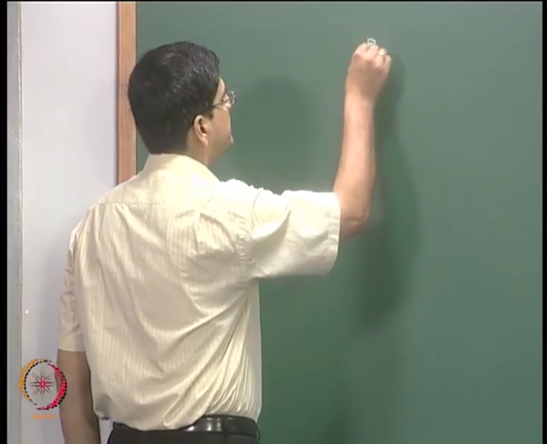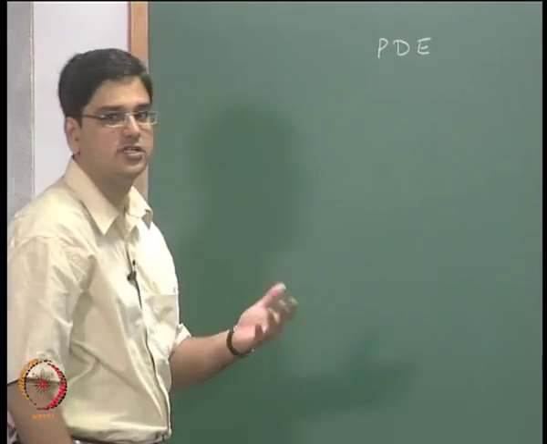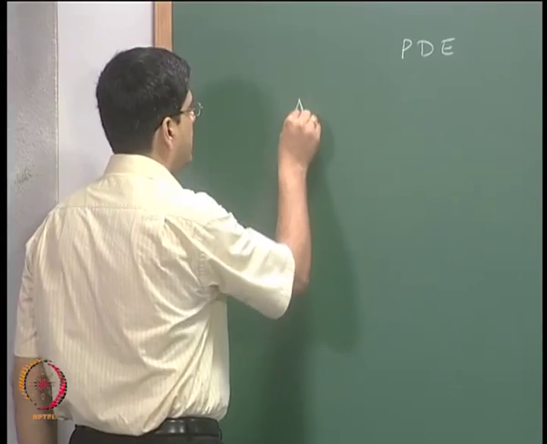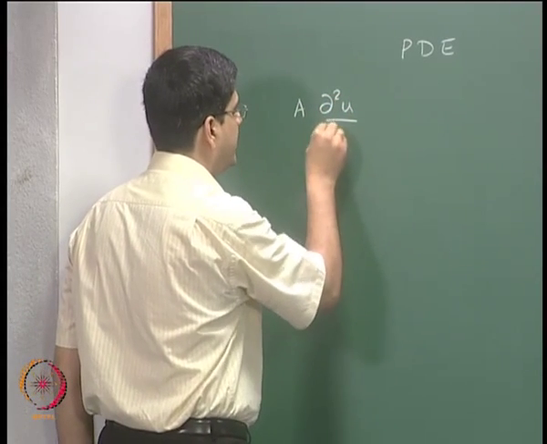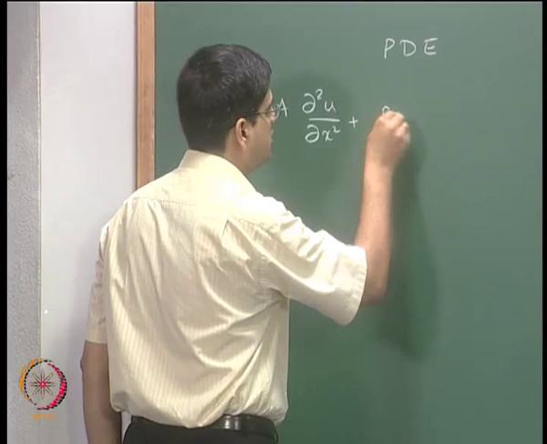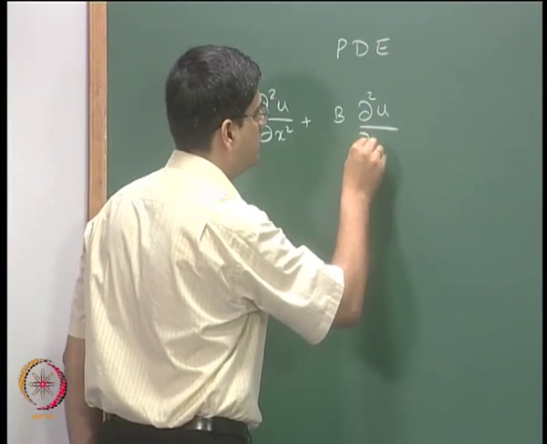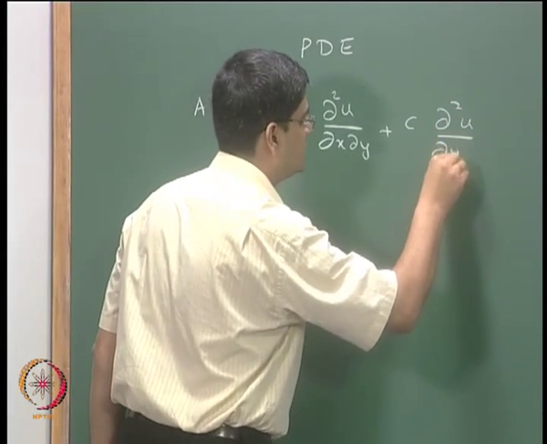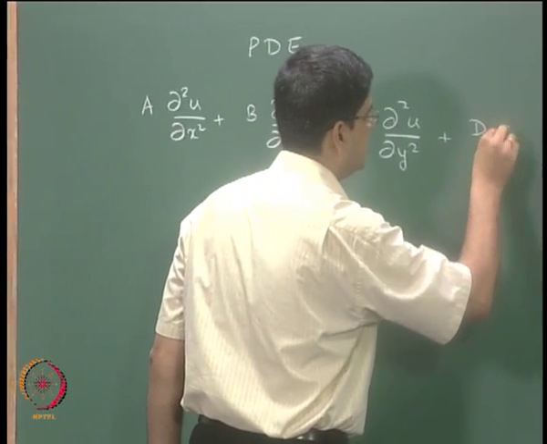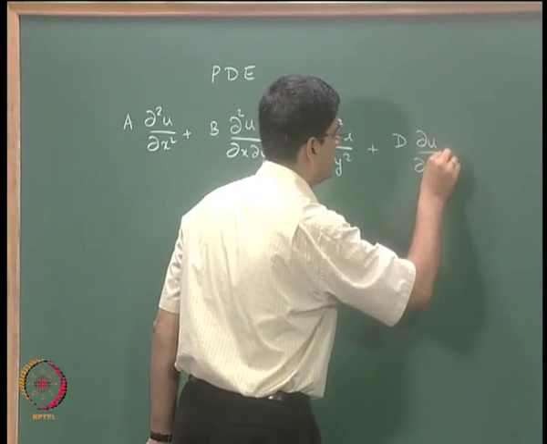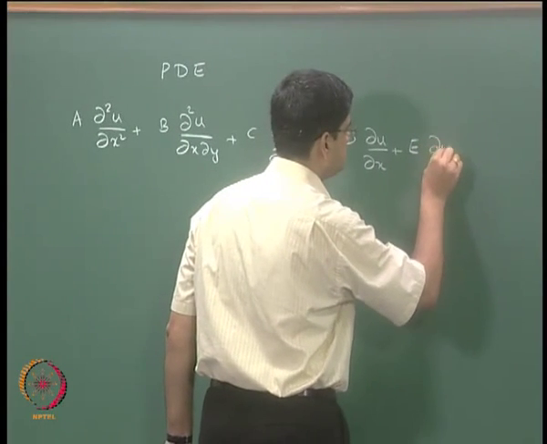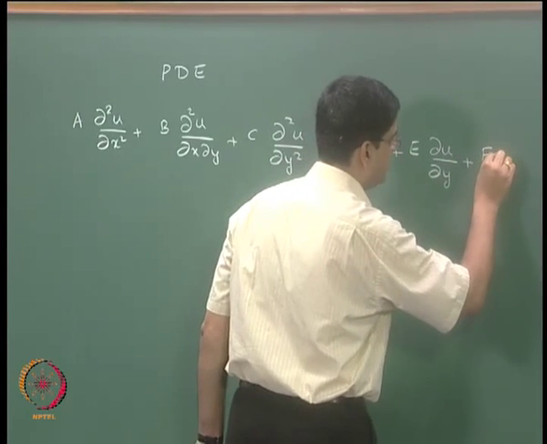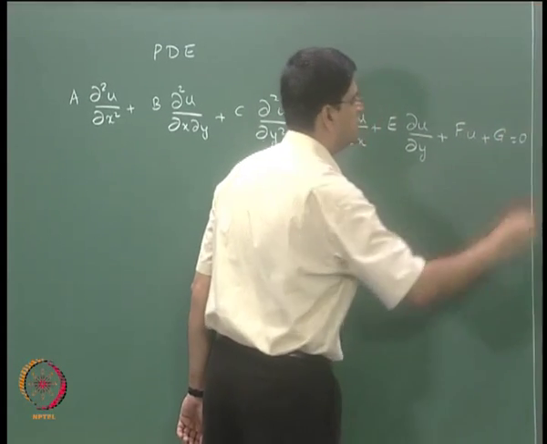For PDEs we said that we are really interested in solving first order and second order PDEs, and a general second order PDE can be written in the form a ∂²u/∂x² + b ∂²u/∂x∂y + c ∂²u/∂y² + d ∂u/∂x + e ∂u/∂y + fu + g = 0.